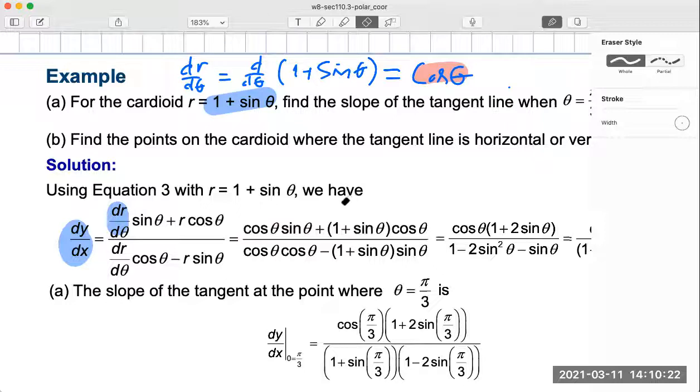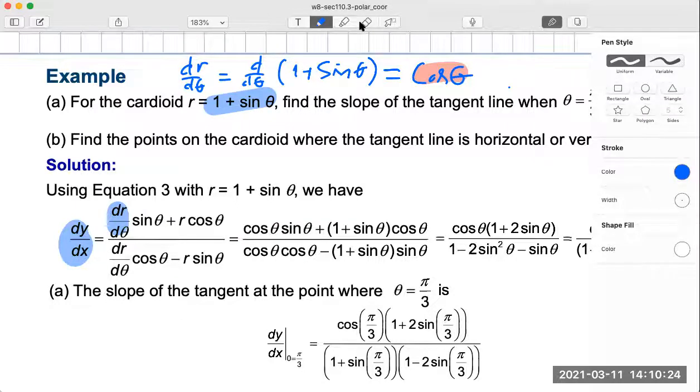So this guy in the numerator, what is the like term?